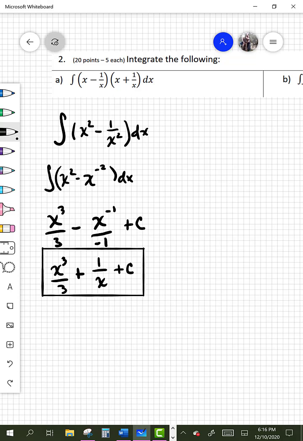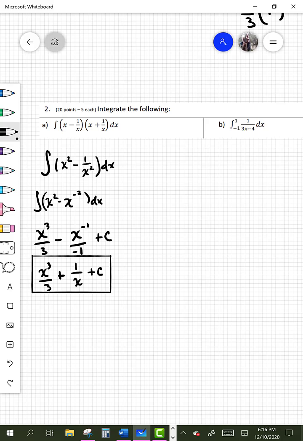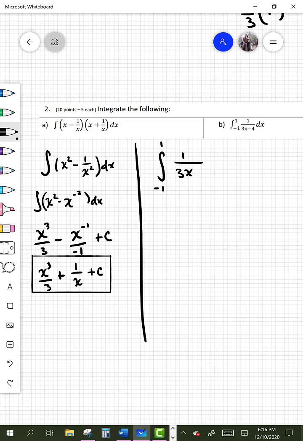The next one, we have a definite integral from negative 1 to 1 of 1 all over 3x minus 4 dx. It's not in the form that we can integrate, but I know how to integrate 1 over u, or 1 over x. So let's use u substitution.